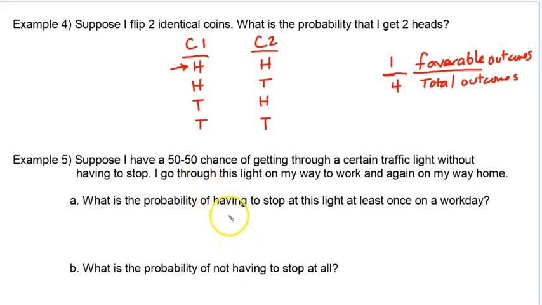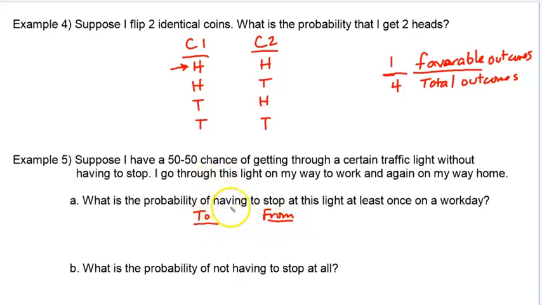Okay, here's another one. I have a 50-50 likelihood of getting through a traffic light without having to stop. This is a light that I go through on my way to work and then again on my way home. What's the probability of having to stop at this light at least once? So let's just make a similar little table here. I'll say to work and from work.